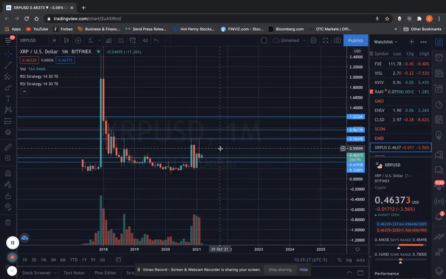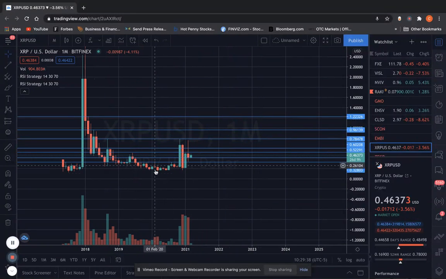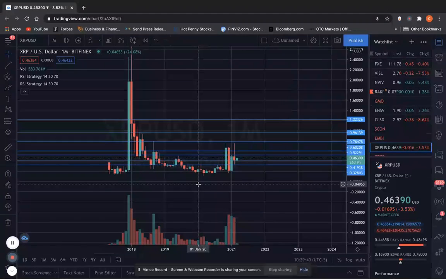And then another area of resistance is here on the monthly and here. So as you can see, you've got a bunch of lines drawn, and these are just areas of support and resistance where price is being supported and bouncing off of, and where price is struggling to get out.